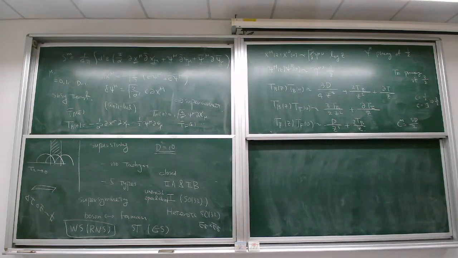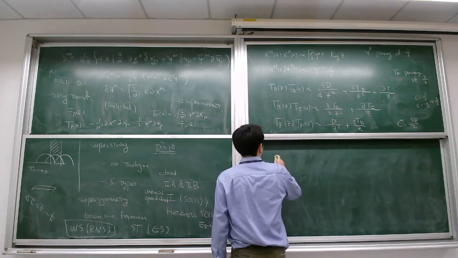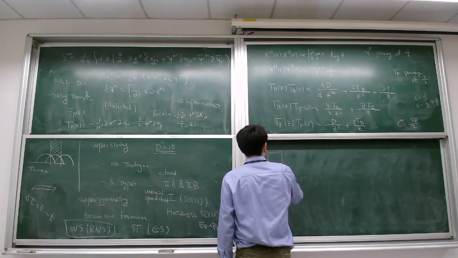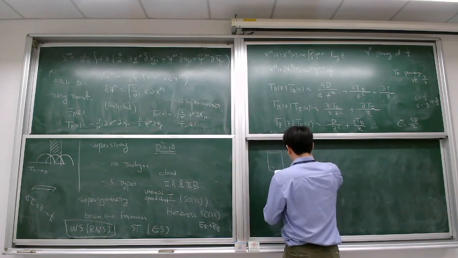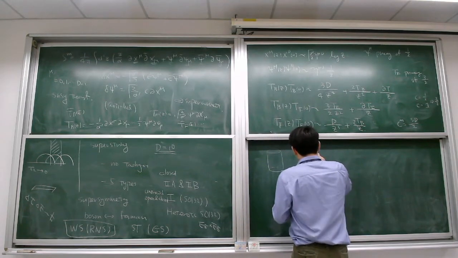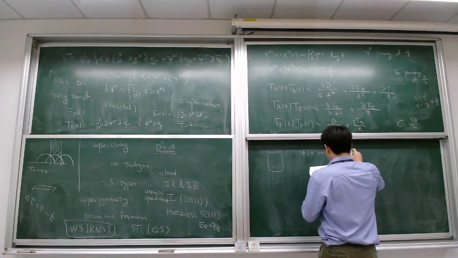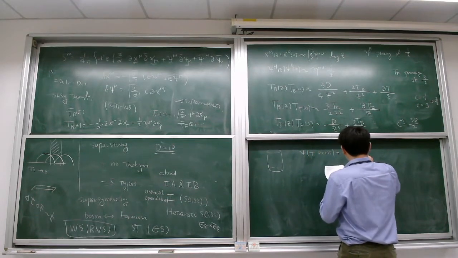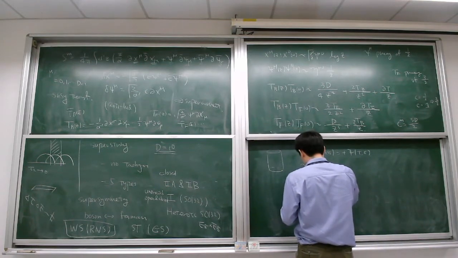One thing you have to be a bit careful about is the boundary condition for fermions. You have a worldsheet, a cylinder for the closed string, and the fermion can have the following boundary condition: psi(t, sigma plus 2 pi) is equal to plus psi(t, sigma), or minus. This is called the spin structure.